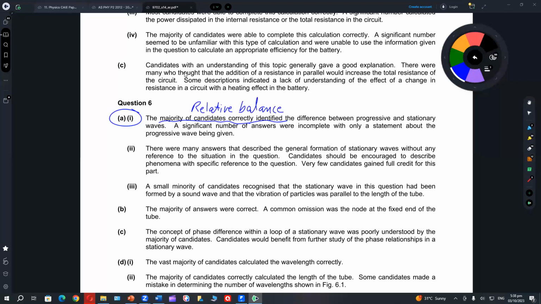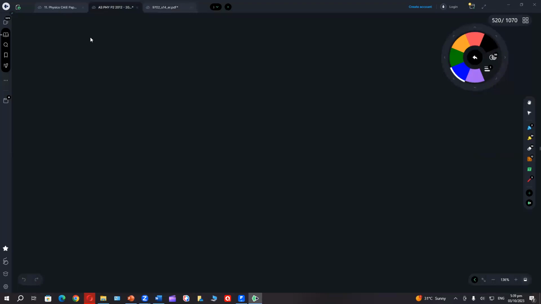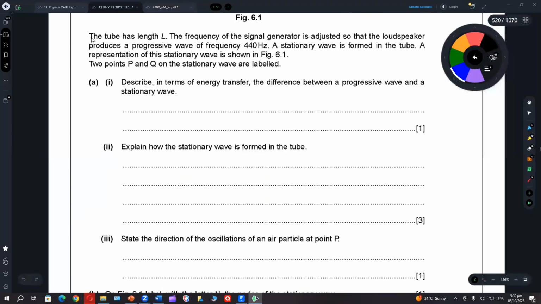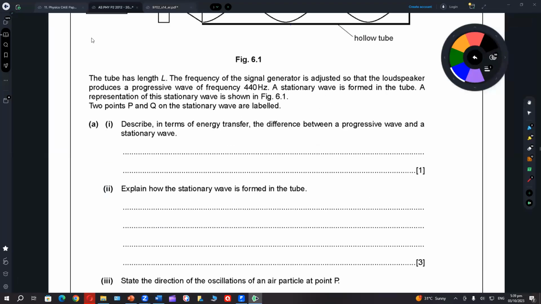It means everyone is doing this part correct. So if you are making a mistake here, it's a big problem. And if you are not making a mistake, you are good and you are in a balanced state. So he says some students only refer to progressive. They didn't put a proper comparison, the fair comparison. So describe in terms of energy transfer.